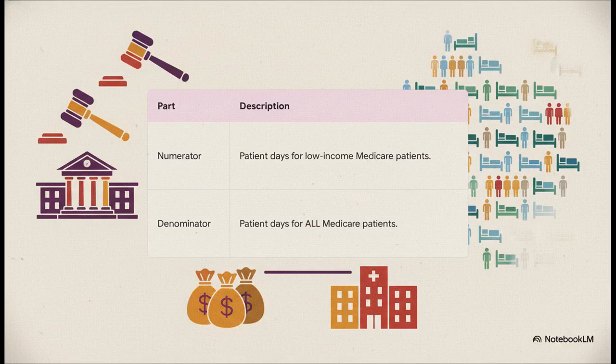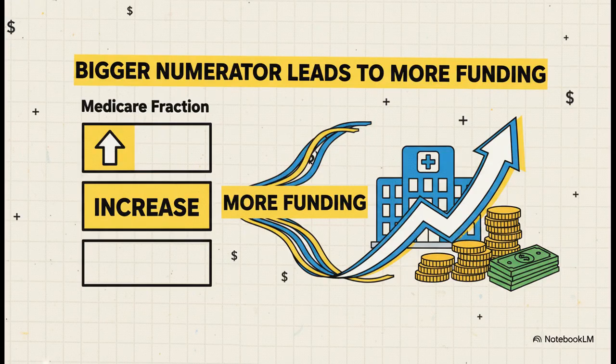Now, when you first look at it, the formula seems pretty straightforward. The bottom number, the denominator, that's just the total number of days for all of a hospital's Medicare patients. Simple enough. But the top number, the numerator, that's where the fight is. That number is supposed to be the patient days for only the low-income Medicare patients. So here's what you've got to understand. The bigger that top number is, the bigger the whole fraction gets, and the more DSH money a hospital receives. So absolutely everything hinges on who exactly gets counted as low income and gets put into that numerator.